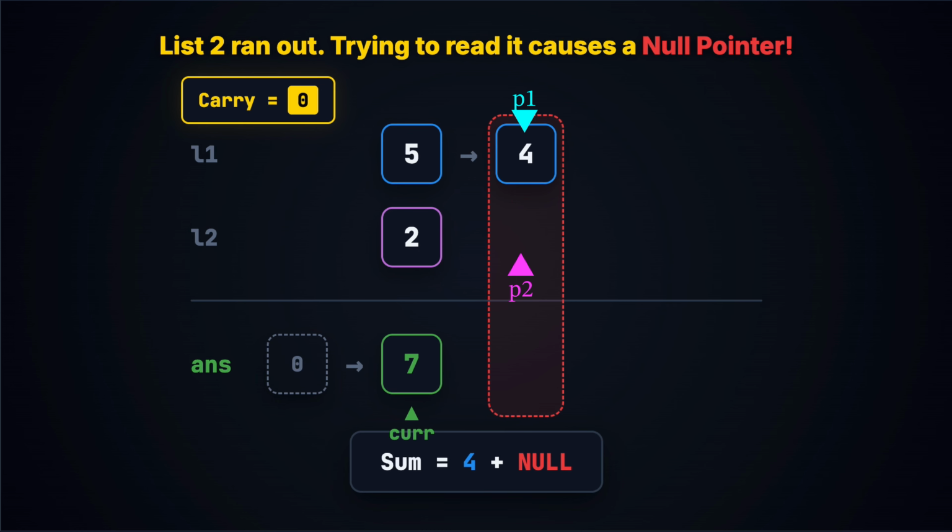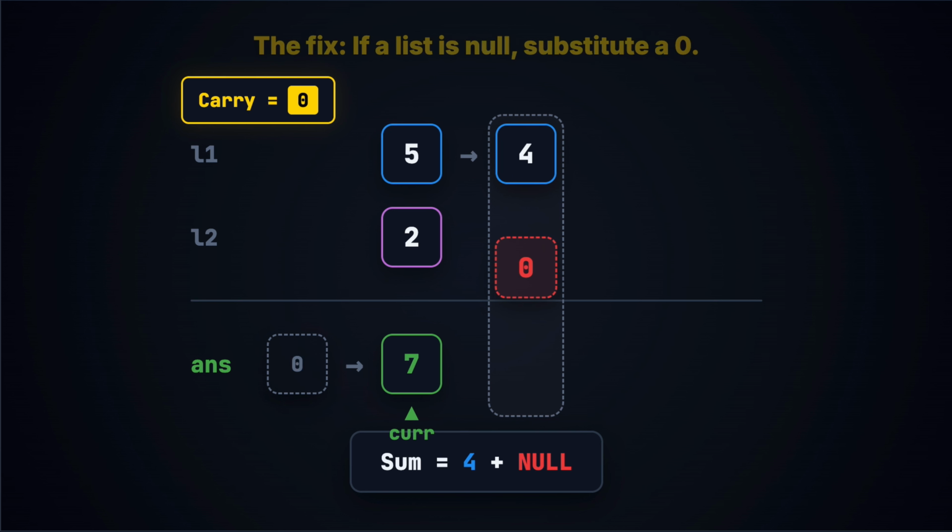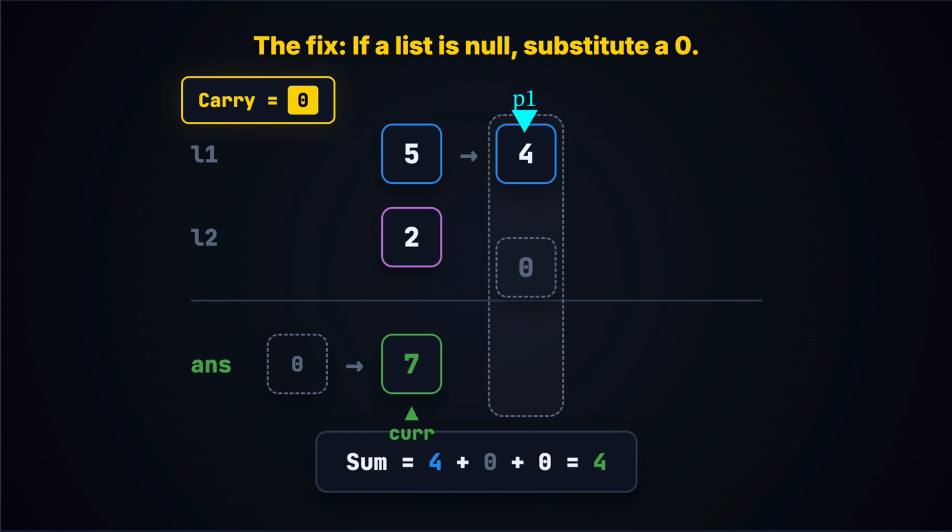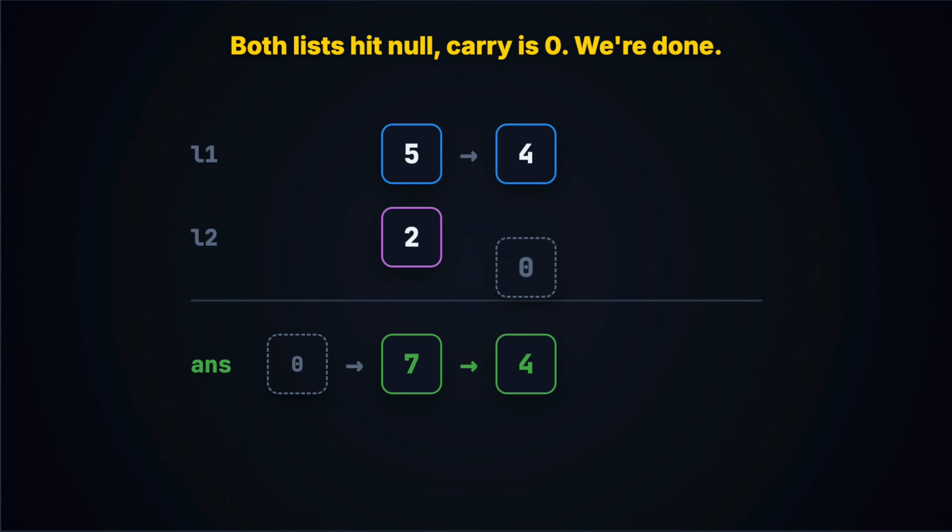Does our code crash? Nope. The fix is simple. If one pointer hits null and runs out early, we just substitute a 0 for its value. So we add the remaining node from list 1, which is 4, plus our substituted 0, giving 4. Final result 7, 4, representing 47.